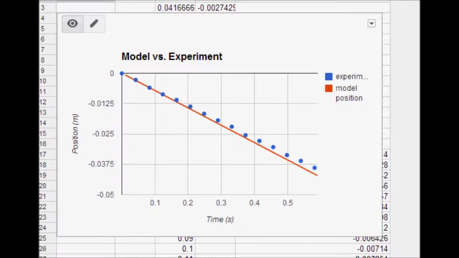Despite the minor differences, this experiment demonstrated a mostly constant velocity and illustrated Newton's second law in the real world.